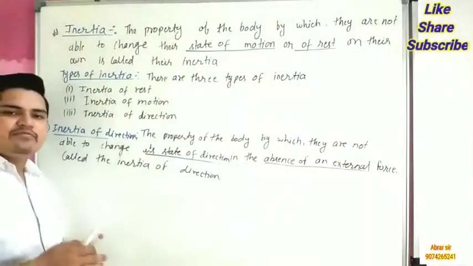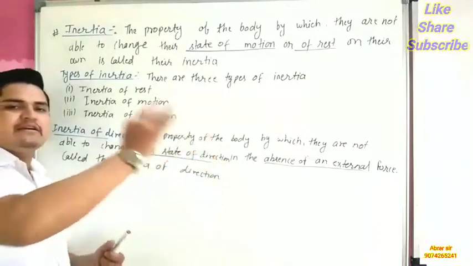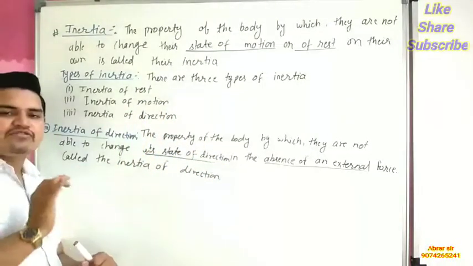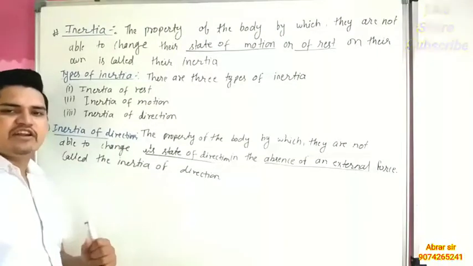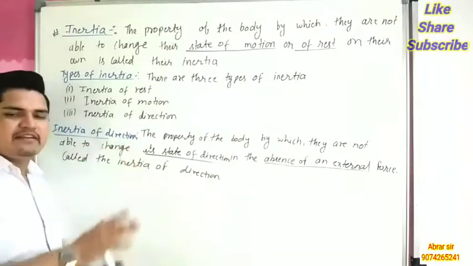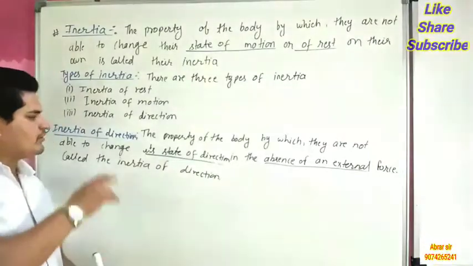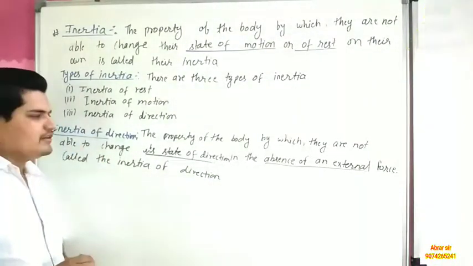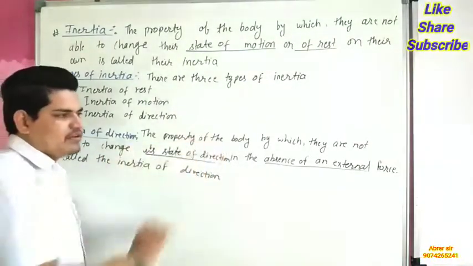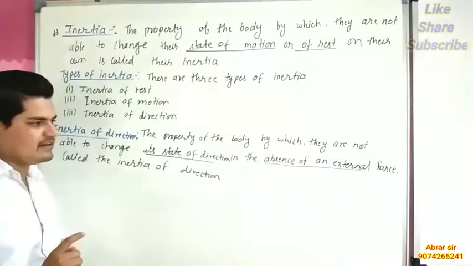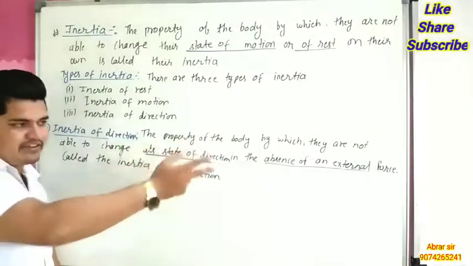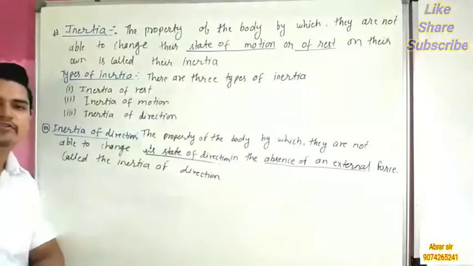It means when a car is moving at a constant speed and it turns to the right side, we feel a jerk on the left side. This is called inertia of direction. So the property of the body by which it is not able to change its state of direction in the absence of an external force is called inertia of direction.